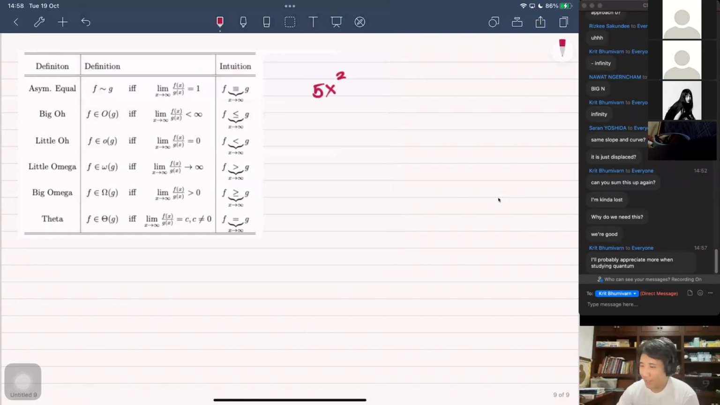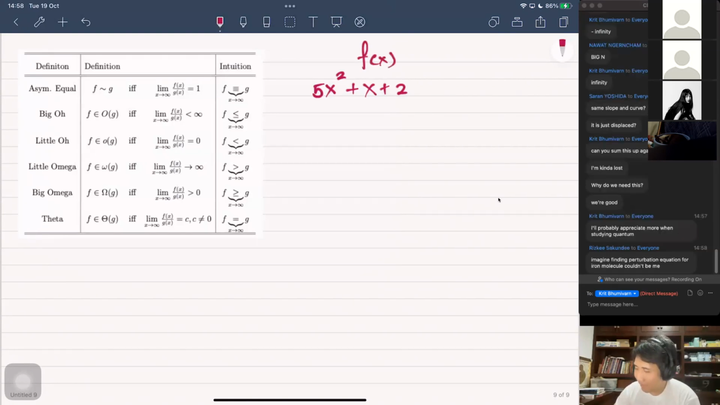So let's do this. Okay. So I want to see what is the asymptotic behavior of this guy versus G of X.